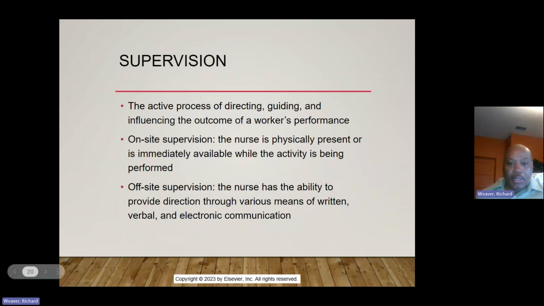Now, on-site supervision generally occurs in acute care or ambulatory care settings where the RN is immediately available. And if we're talking about off-site supervision, think about home care practices and community settings. You might work in, for example, a remote center, telehealth. That's something that can be considered in the community, where you're monitoring the patient remotely. And long-term care facilities are also considered off-site supervision.